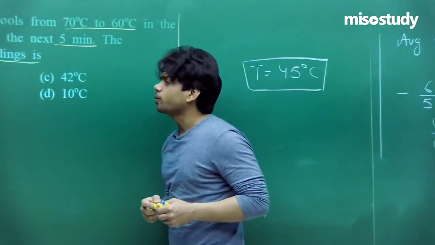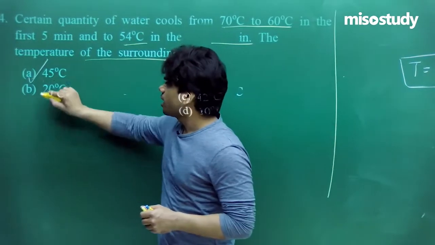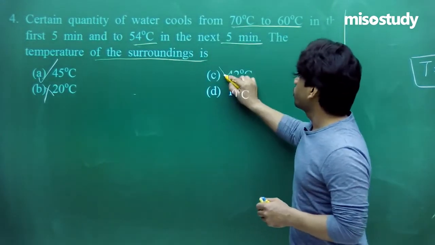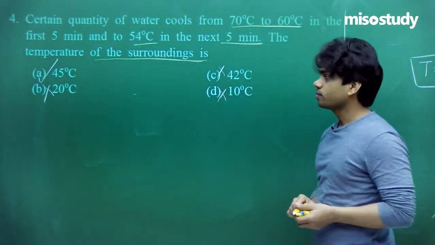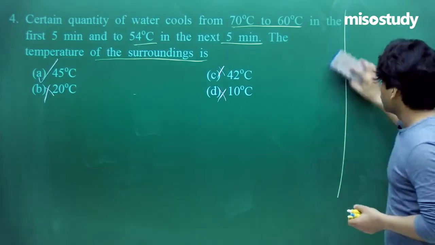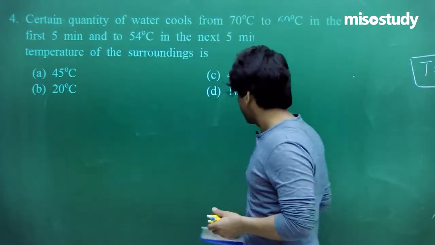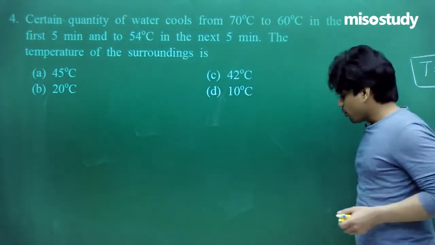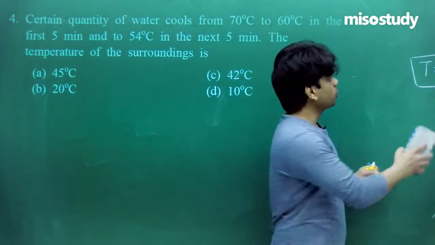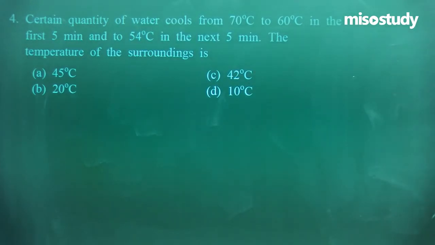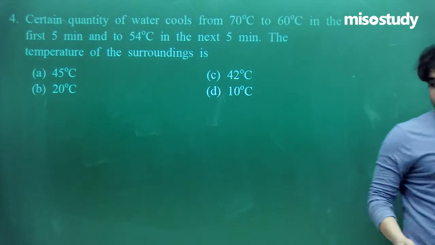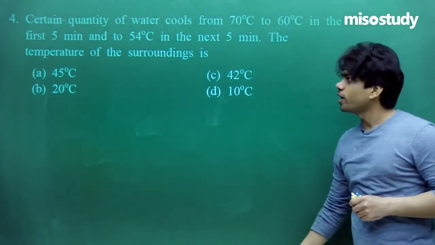Let's go ahead and check the options. A, 45 degrees Celsius, yes, that's the right answer. B, 20, no. C, 42, no. And D, 10, no. So I believe you have got to know how to solve such questions. Question number 5, but before that, just let me wipe the board for you all. Let's go ahead with the next question, question number 5.